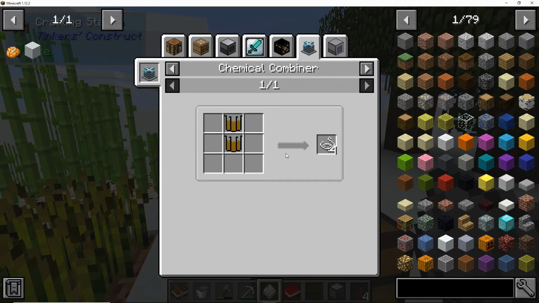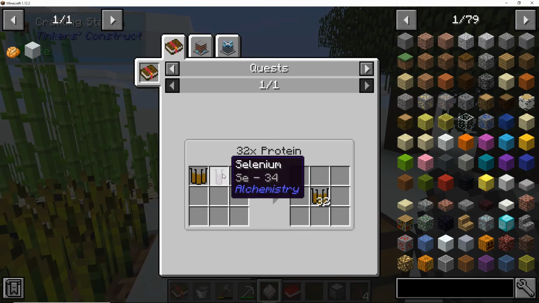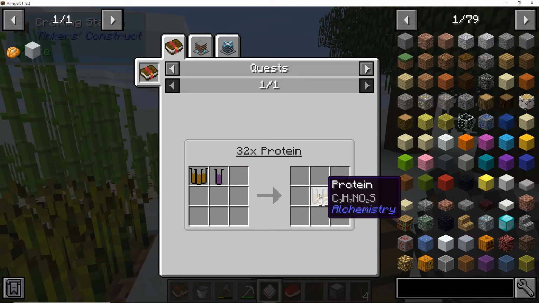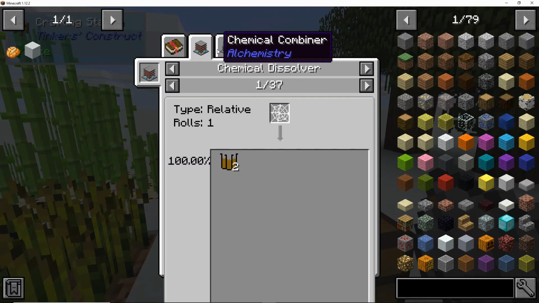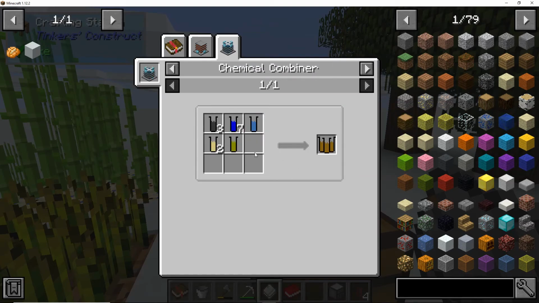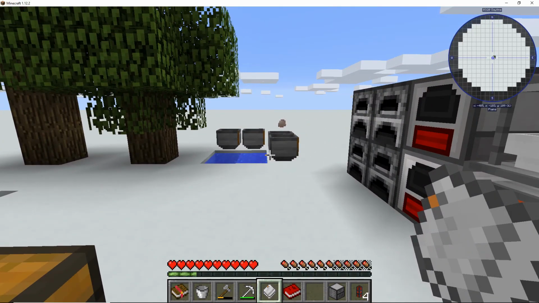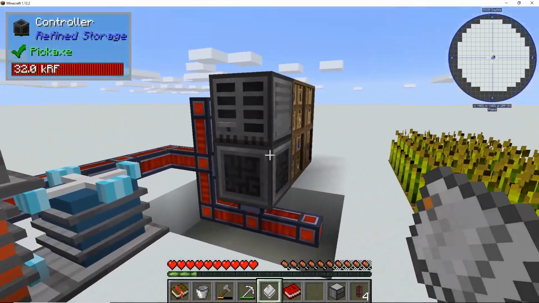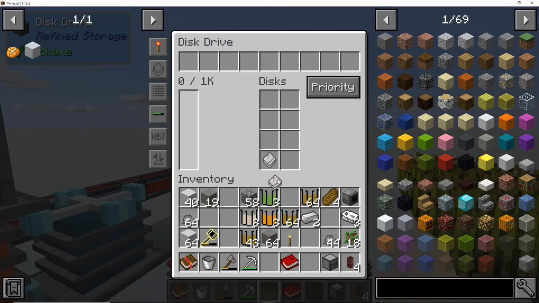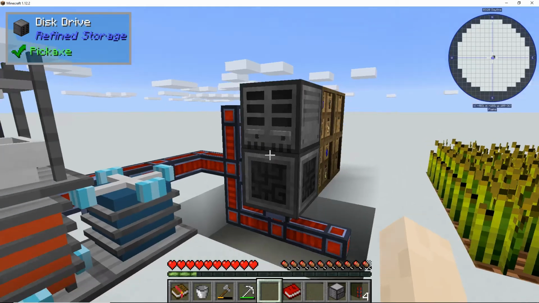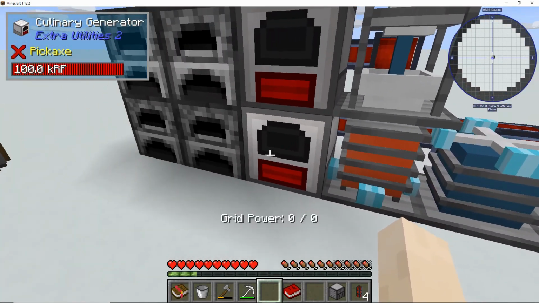Ooh, we can get string from protein. Ooh, this is complicated. This gives me protein, and I can get protein with nitrogen. Okay, so lots is possible. Okay, well that's fun. Okay, let's put this back in here. I still need to figure out how to make it work.